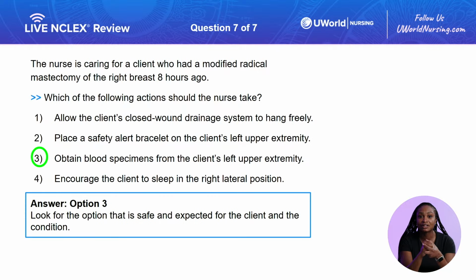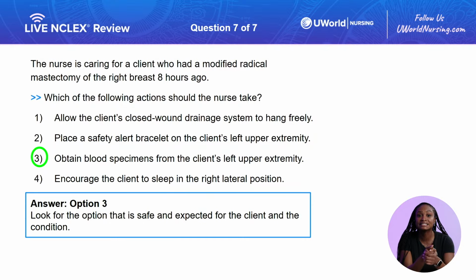Option 1, allow the client's closed wound drainage system to hang freely. This is incorrect. Like I said in one of the questions earlier, you don't want it to hang freely because then it can accidentally dislodge and then cause more problems later on. So secure it to the client's gown or clothing in some type of way.